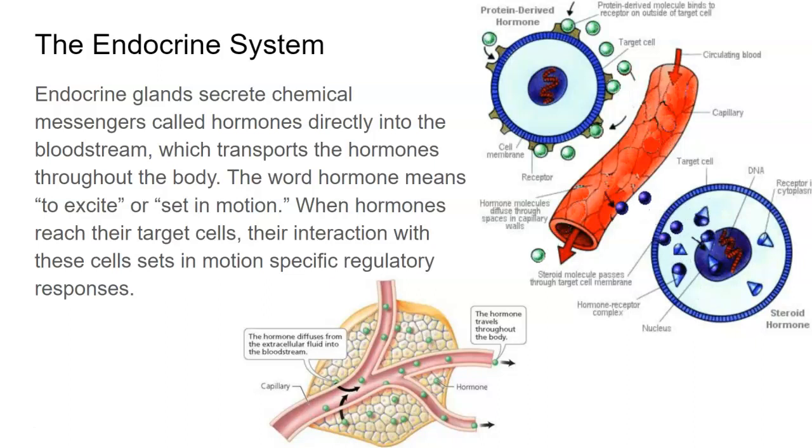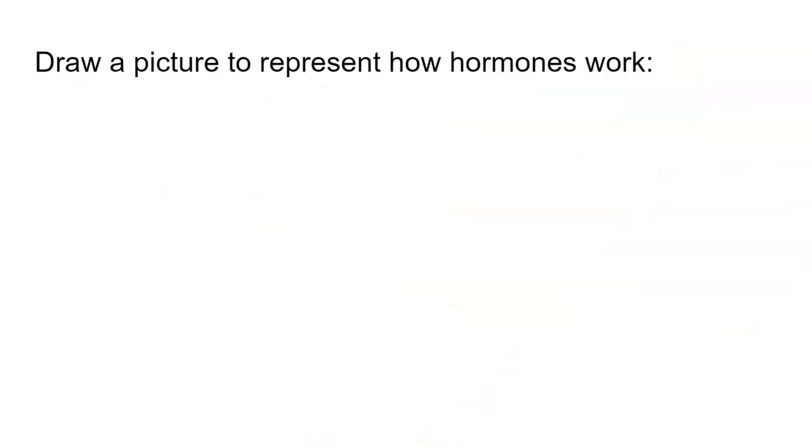Okay, these hormones are going to go into the bloodstream and they're going to be transported around our body into different tissues where they turn on some sort of process. The word hormone actually means to excite or set in motion. So hormones are going into certain cells and setting into motion some sort of regulatory response, like changing the blood glucose levels or calcium levels, or telling cellular respiration to occur faster or slower. That's what the hormones are in charge of.